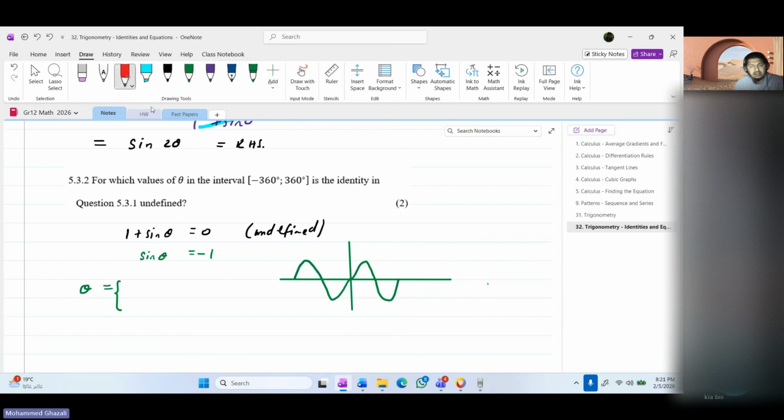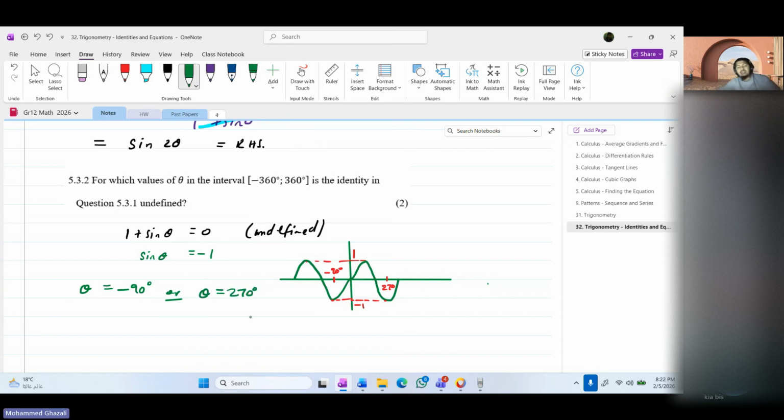Right, so that's the sine graph. When is it -1? At -90 and at 270. That's when the sine graph is at -1. And so there's only two answers. Theta equals -90 degrees, or theta is equal to 270 degrees.